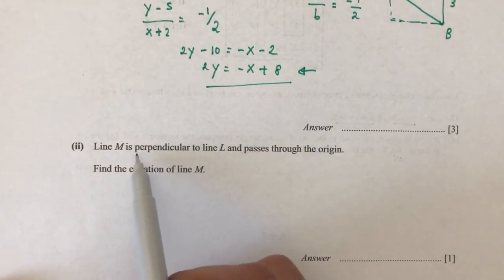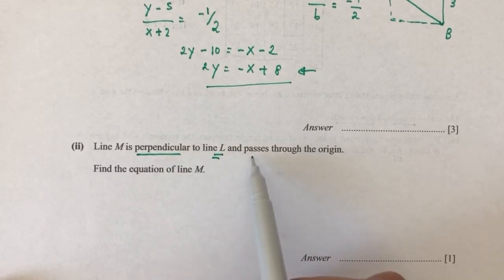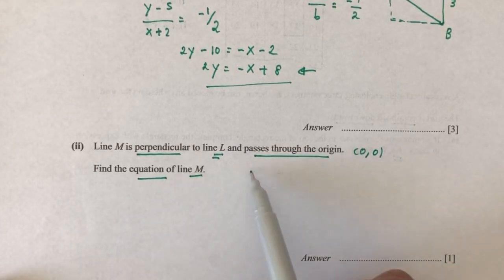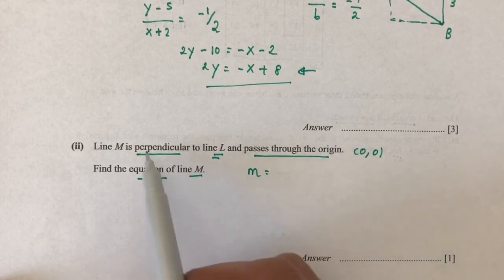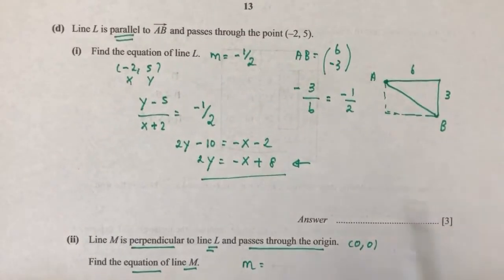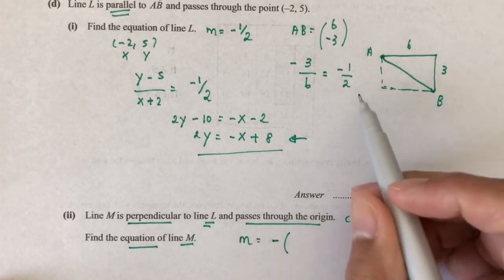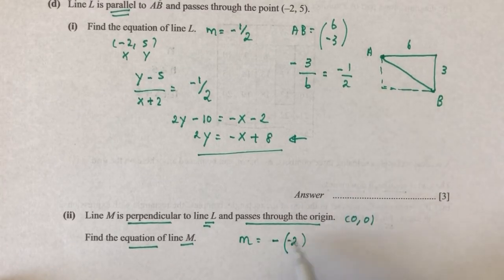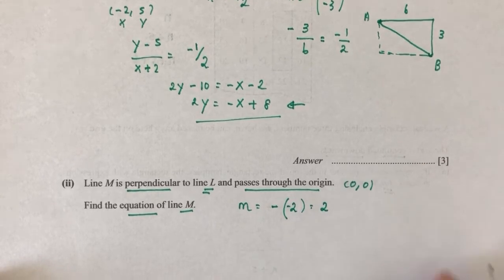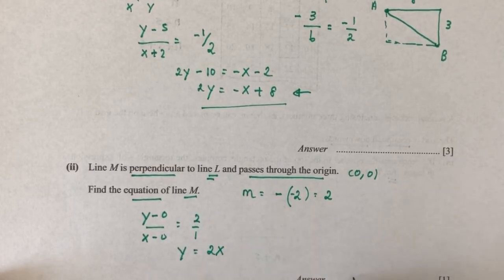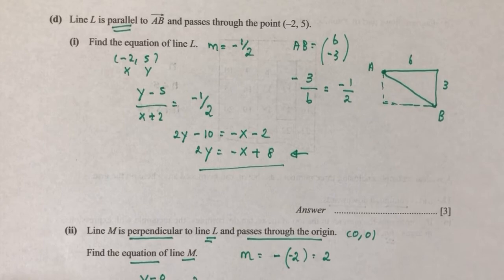Line M is perpendicular to line L and passes through the origin, which is the point (0, 0). Find the equation of line M. So first we have to find the gradient of line M. So since it is perpendicular to line L, the gradient will be the negative of the reciprocal of this one, which is -2, so that will be 2. So the equation will be (y minus 0) over (x minus 0) equal to 2, which is y equal to 2x. That will be for the part 2 of question part D. Okay, and that's all for question number 7.